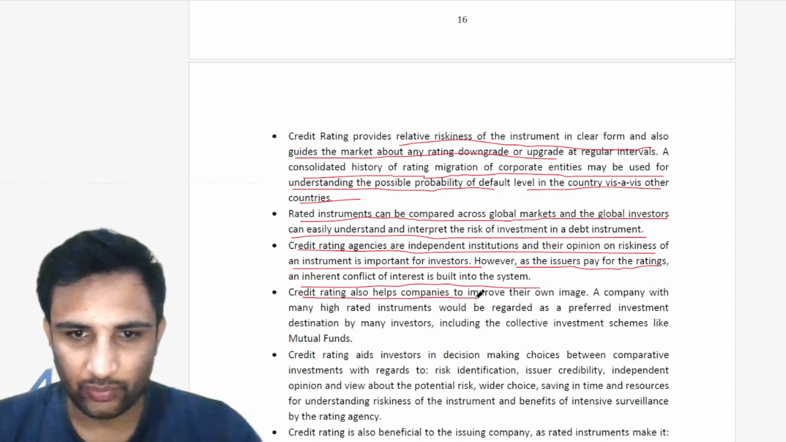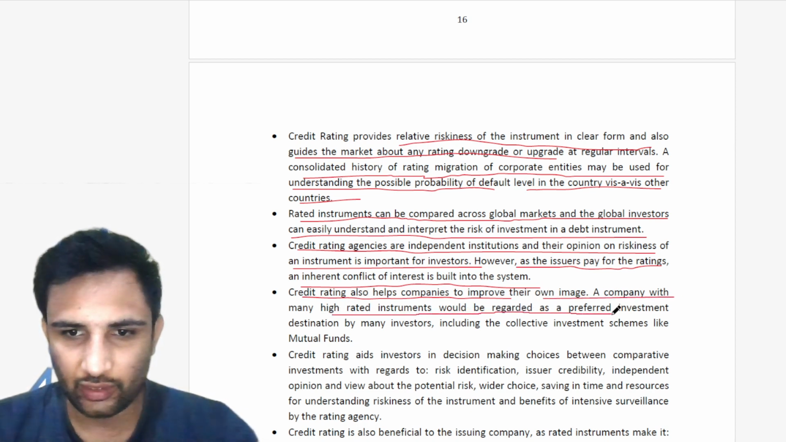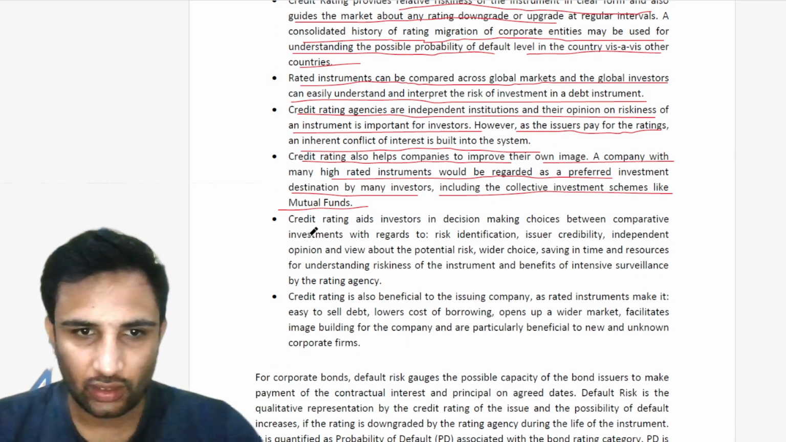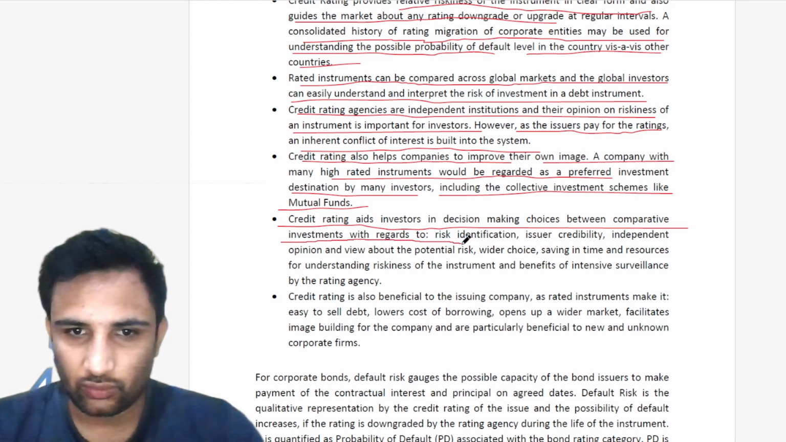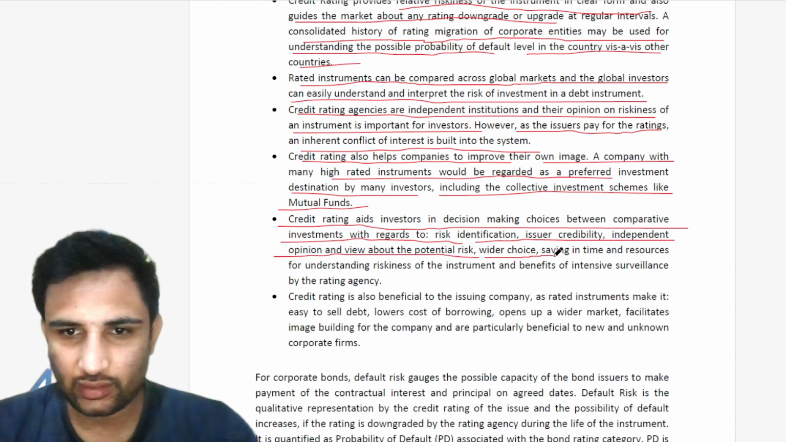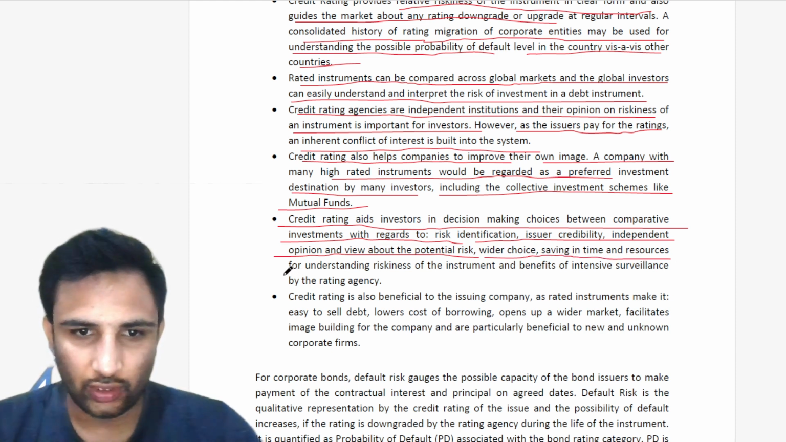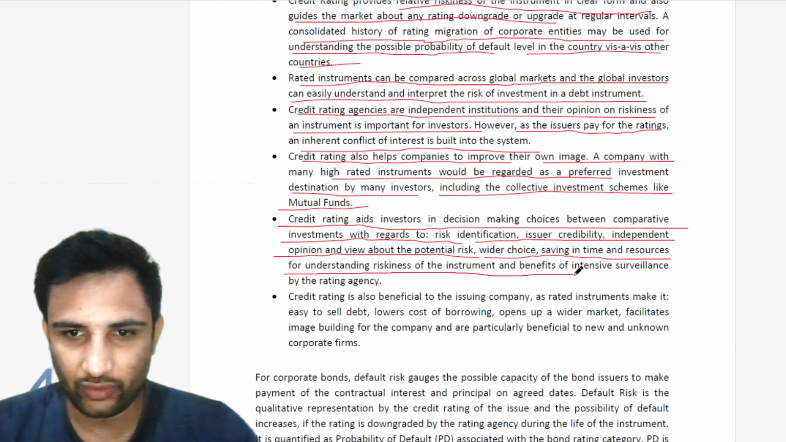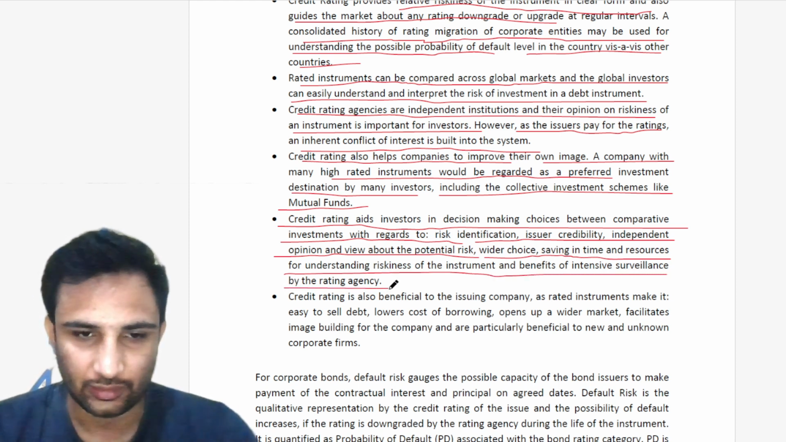Credit rating also helps companies to improve their own image. A company with many high-rated instruments would be regarded as a preferred investment destination by many investors, including the collective investment schemes like mutual funds. Credit rating aids investors in decision-making choices between comparative investments with regards to risk identification, issuer credibility, independent opinion, and view about the potential risk, wider choice, saving in time and resources. For understanding riskiness of the instrument and benefits of intensive surveillance by the rating agency.